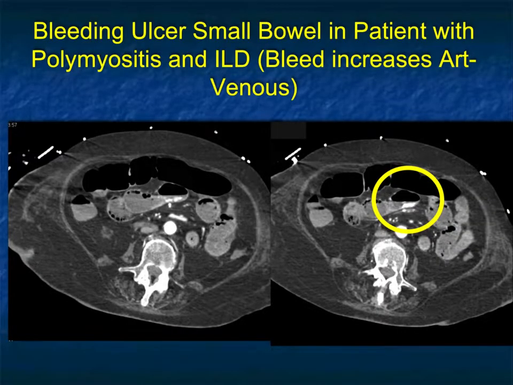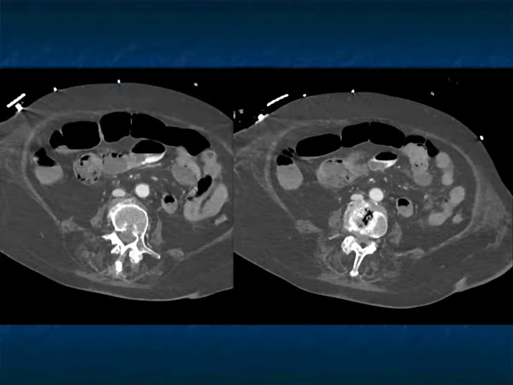Another patient, patients with polymyositis and interstitial lung disease. Look at the bleed in the small bowel. It's a small bowel ulcer. Again, you can see the high density here. This is arterial phase. You see mildly dilated bowel proximal to it. And as you go from arterial to venous, look how much more extensive the bleed is. You can see the layering. Just a very nice example.